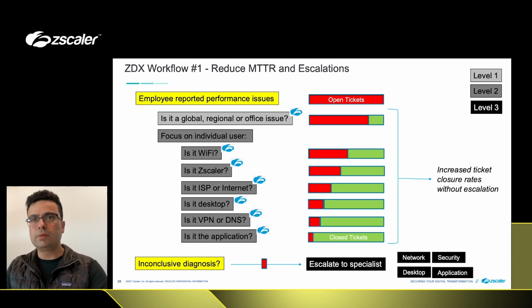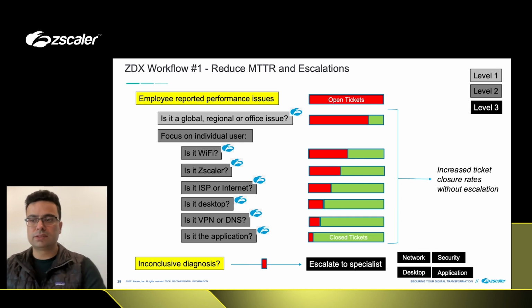About 80 to 90% of tickets could be closed just by analyzing the data within ZDX, and the number of escalations you have to make to your network team, security team, or desktop team can go down significantly. At times when those escalations do happen, your teams will have a lot of rich content and context from ZDX that can help them proactively troubleshoot these issues.